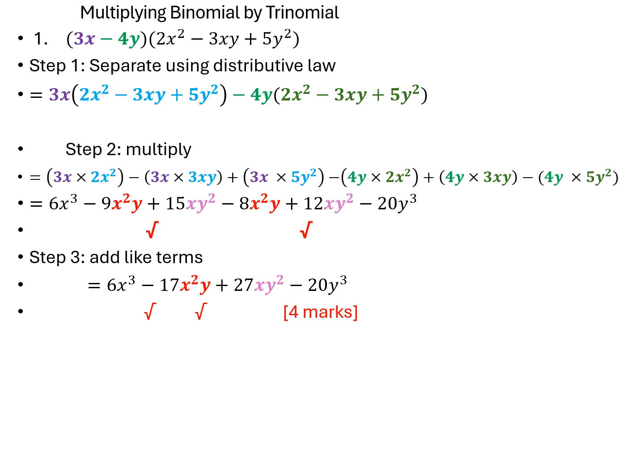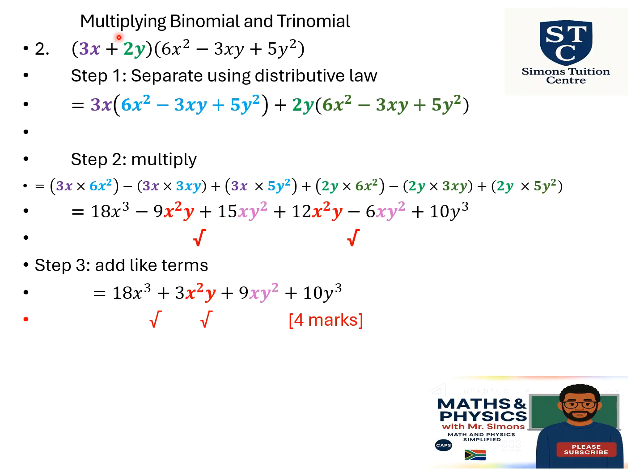Alright, let's go to the next problem. Again multiplying a binomial and a trinomial, I have 3x plus 2y in brackets times 6x squared minus 3xy plus 5y squared. So each term in the first bracket must be multiplied with all the terms in the second bracket. So I'm going to say 3x times 6x squared minus 3xy plus 5y squared, plus 2y times 6x squared minus 3xy plus 5y squared. And we know this because between this bracket and that bracket there's no plus or minus sign in between the brackets.